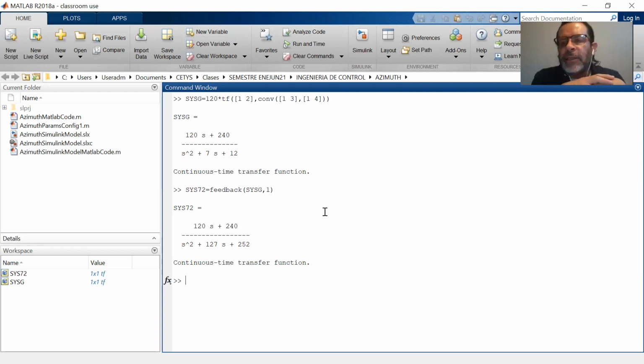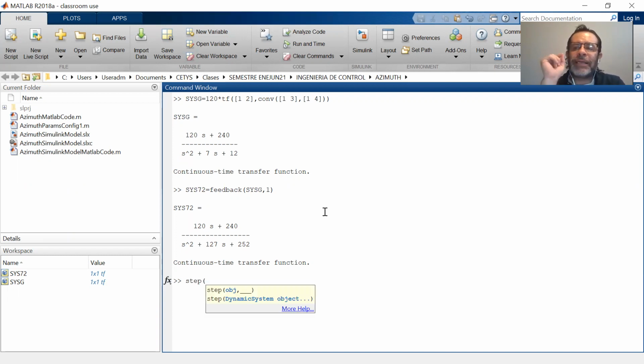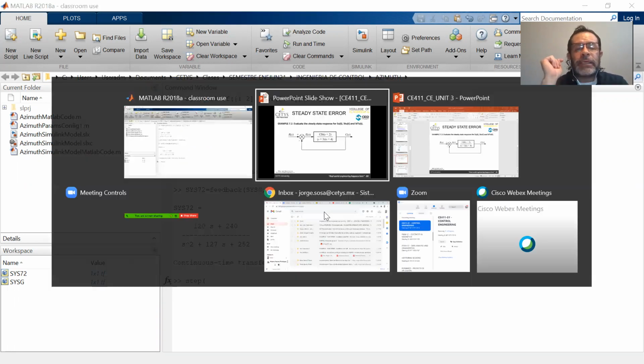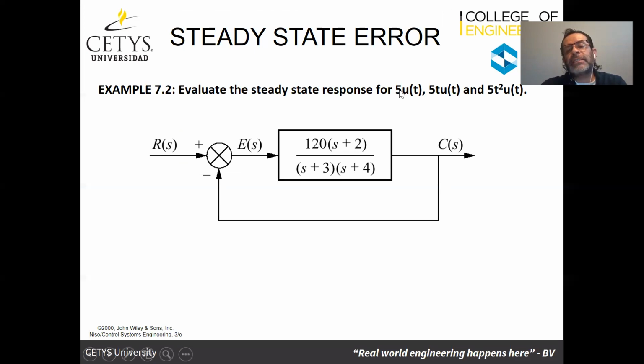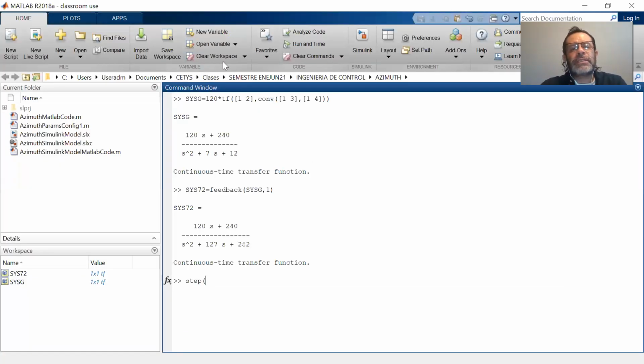Now, remember that we had used, for example, to do the step, we know we can use the step function. Now, remember that the step function by default applies a unit step to the function. But the function here is 5 units in each case. So how do we do that if we're going to be using the step function?